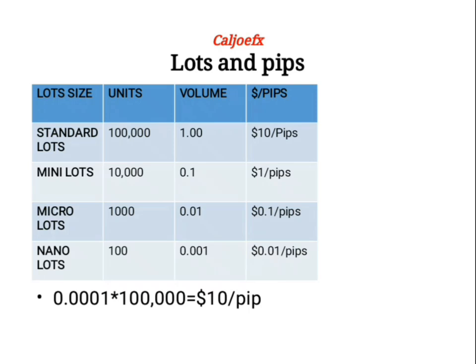Now this means that one pip multiplied by 100,000 standard lots will give you what? $10 per pip. Now that $10 per pip, if you want to get 5 pip, for example, that will be 5 multiplied by $10 per pip. That will be $50.